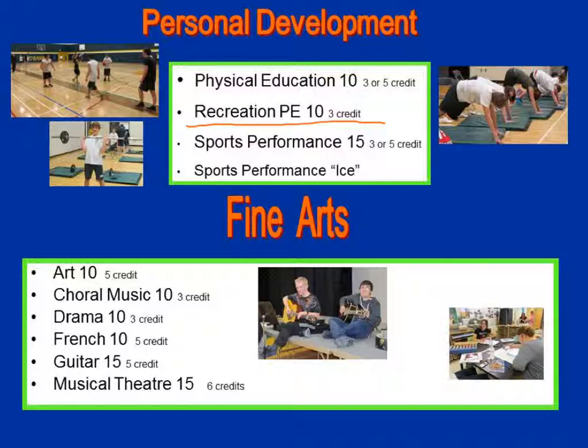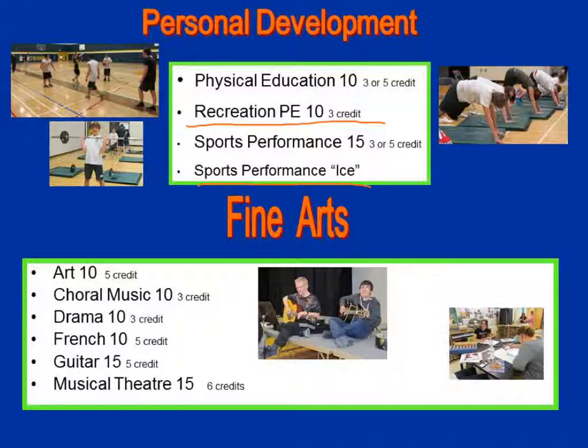Now some of the actual options: we have Sports Performance 15. This is where students will focus on fitness, training. They'll be in our fitness center. They also do modules on anatomy, physiology, and different training methodology. And new this year, we also have Sports Performance Ice, and this is going to be taught at the arena. It's a 3 credit course.